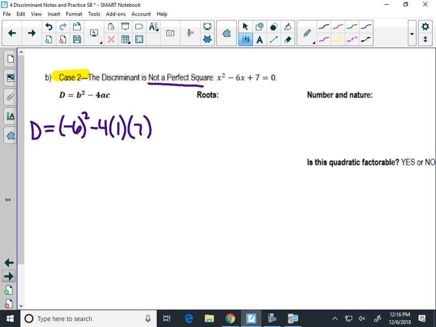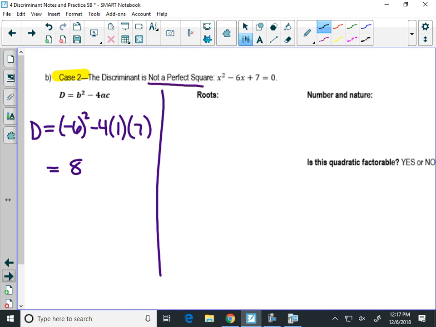So go ahead and calculate that discriminant. What's the value that would be under your radical here? 8, yeah. Now, 8, you would agree, is not a perfect square, correct? All right. So it's not a perfect square, so it fits the case that we're looking at. And we're going to find the roots so that I can figure out how many roots and what kind they are going to be.